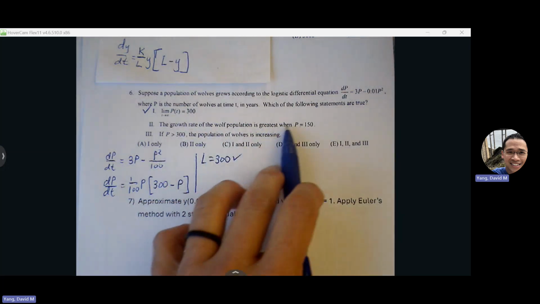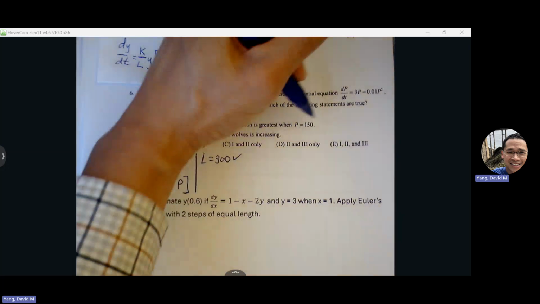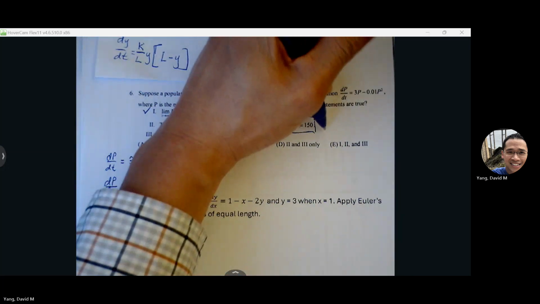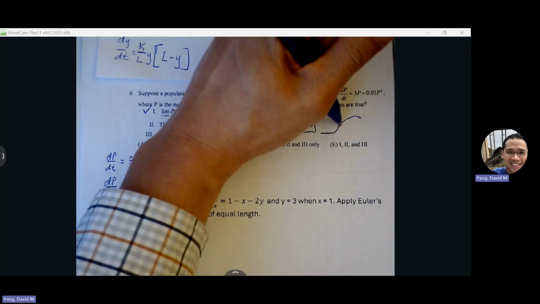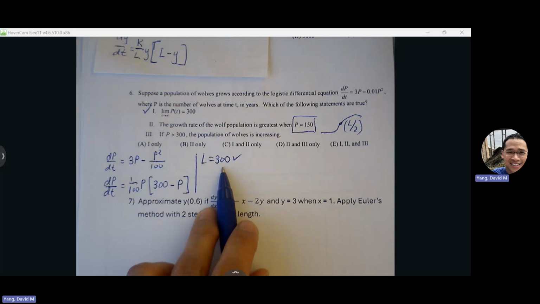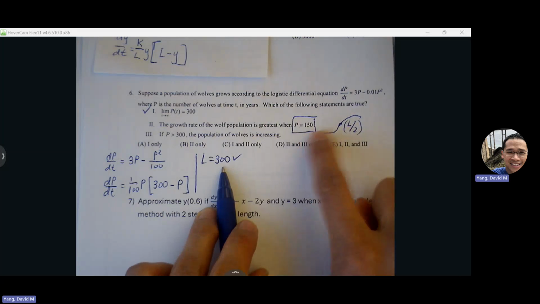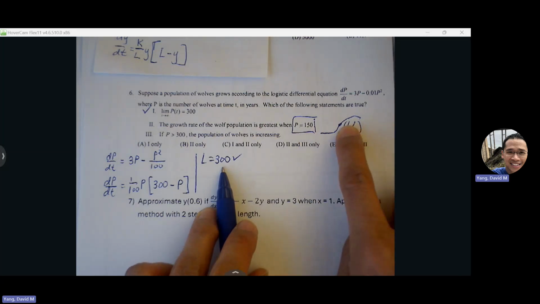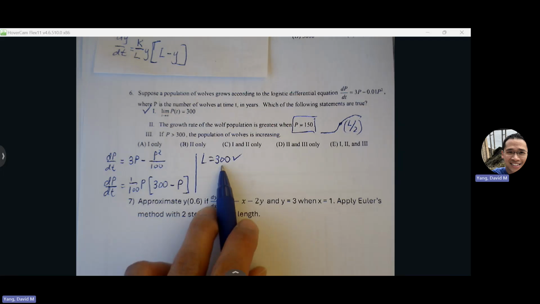Growth rate is greatest when p equals 150. We know that our point of inflection is going to occur at L over 2. And since 300 is L, 300 over 2 is 150, our greatest growth rate is going to occur when p equals 150.